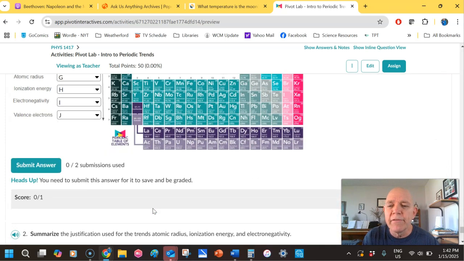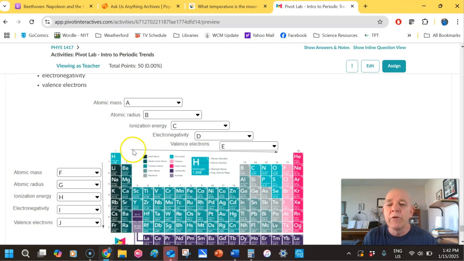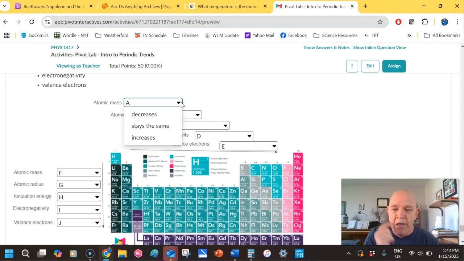And then there's a few things here at the end. They give you a periodic table, and notice on this one there's an arrow pointing to the right. So as you go this direction, what happens to each of these? Does the atomic mass increase, decrease, or stay the same as you go across the periodic table? Okay, and same thing for each of these other variables.